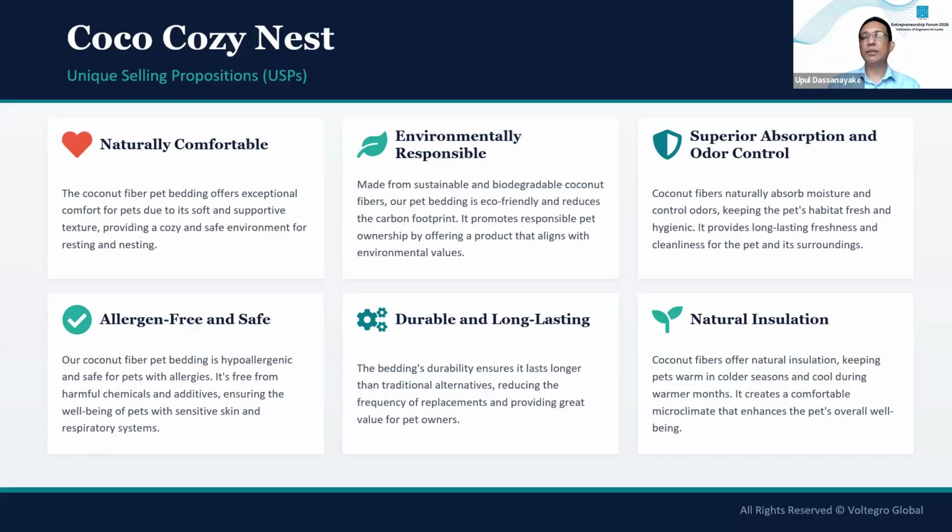is natural coir. It's an eco-friendly product with superior absorption, and it absorbs moisture and controls odors. The other ones are allergen-free and safe, durable and long-lasting, and natural insulation. So coconut fiber offers natural insulation, keeping pets warm in colder seasons. So another very good USP, and cool during warmer months.